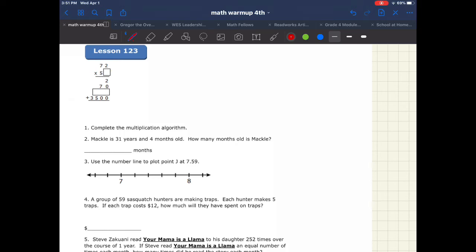Hello, here's lesson 123. So the first one, complete the multiplication algorithm, is talking about this, that on mine is stuck up there. So this looks slightly different than maybe the way that you've been multiplying, but I'll show you how it does match up with some things that we've done.